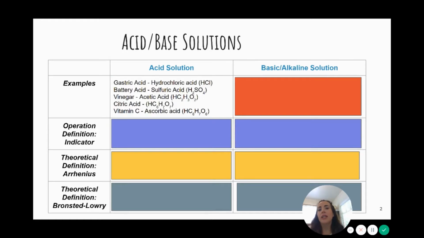So some common examples of acid solutions that you might know of. For example, gastric acid, which is actually a mixture of hydrochloric acid. Those are the acids that are in your stomach that help break down your food. Battery acid is another form that's usually sulfuric acid. There could be other forms of acid within there. Vinegar, which is acetic acid.